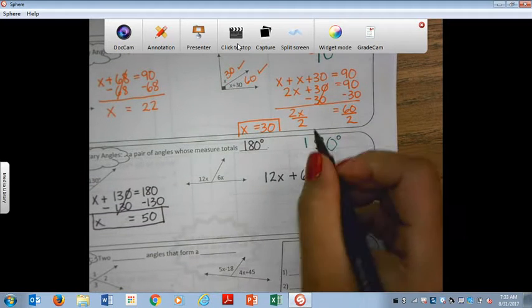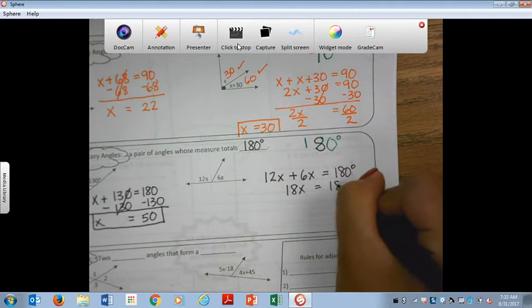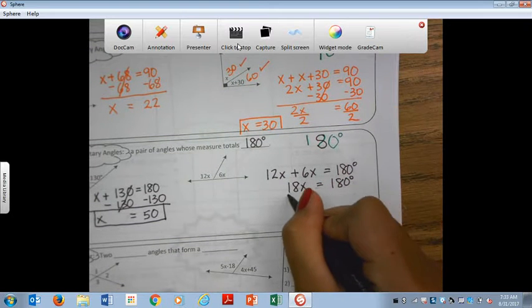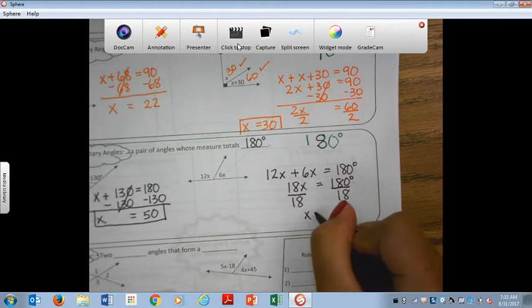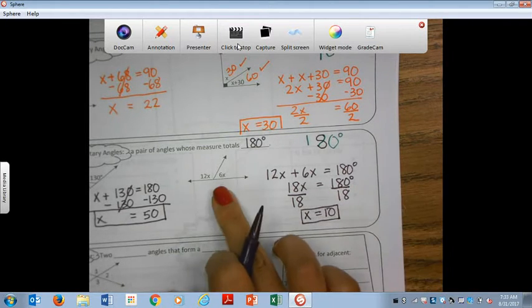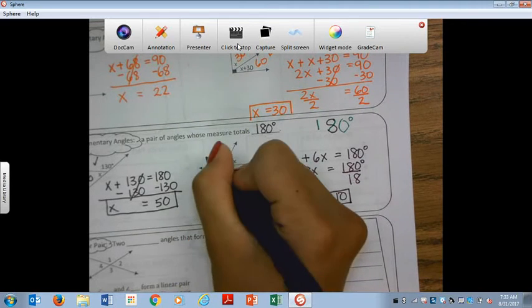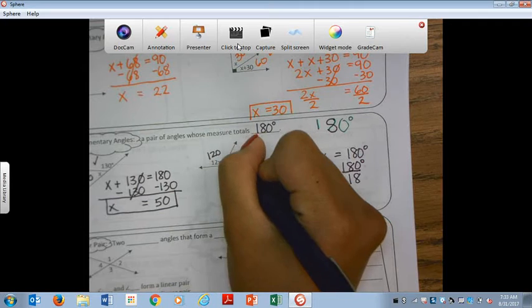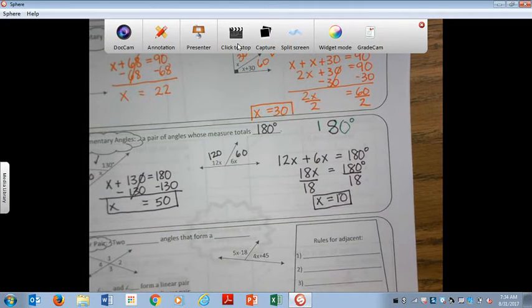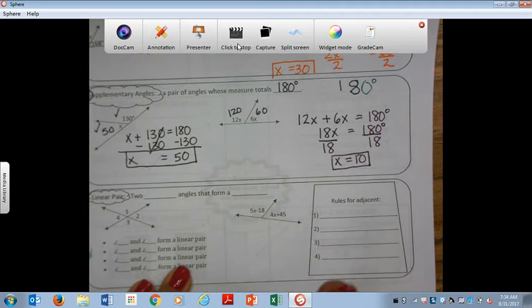And then this combines to 18x equals 180. You divide by 18, and then x equals 10. So now, anytime we see x for this problem, it is going to be 10. 12 times 10 is 120. 6 times 10 is 60. There we go. Now, a linear pair.